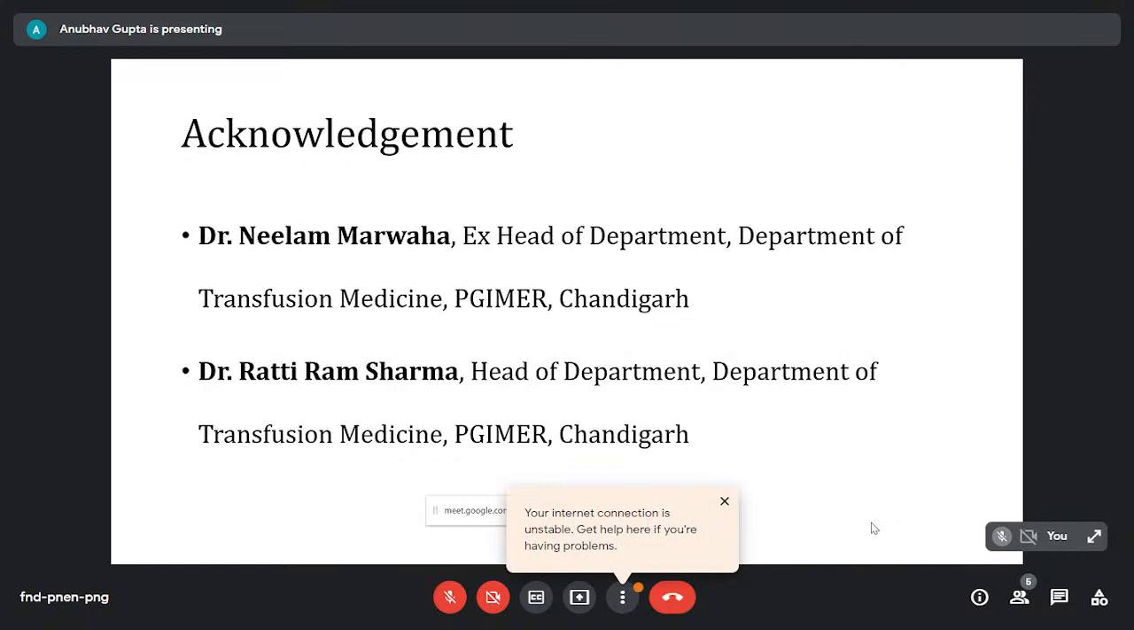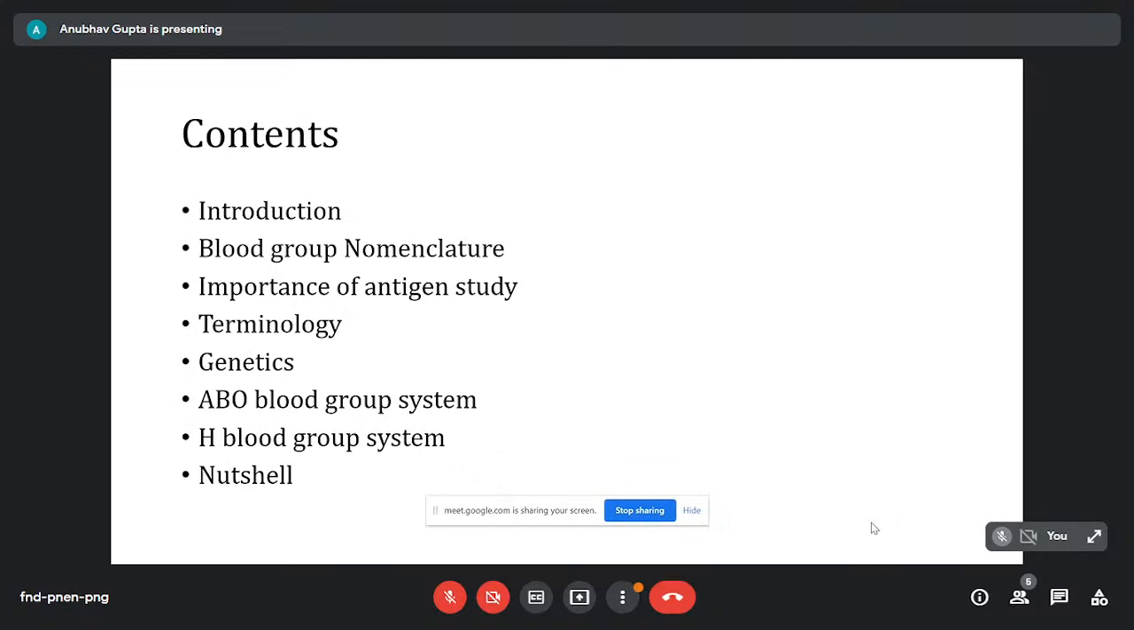I will be discussing the topics under the following headings: starting with the introduction, then blood group nomenclature, the importance of antigen study, the terminology, the genetics, ABO and RH genetics, the ABO blood group system, the H blood group system, and ending the seminar with the nutshell.